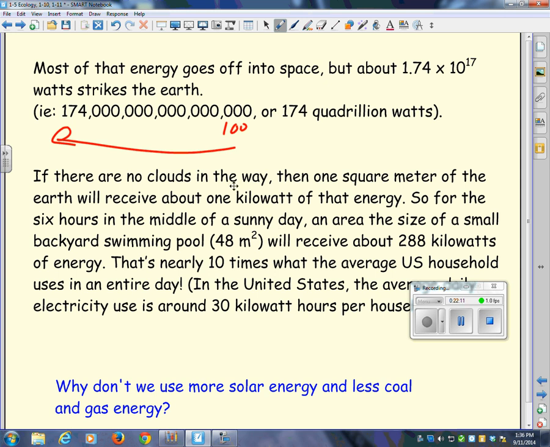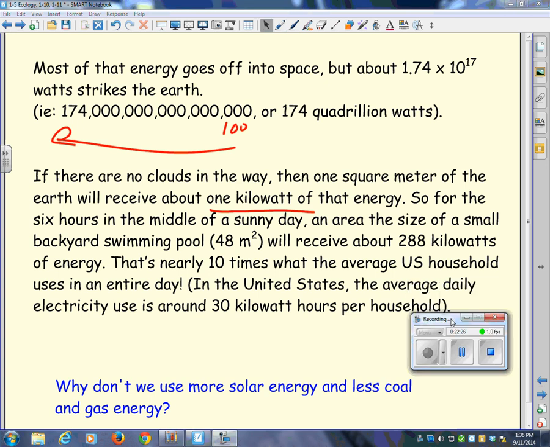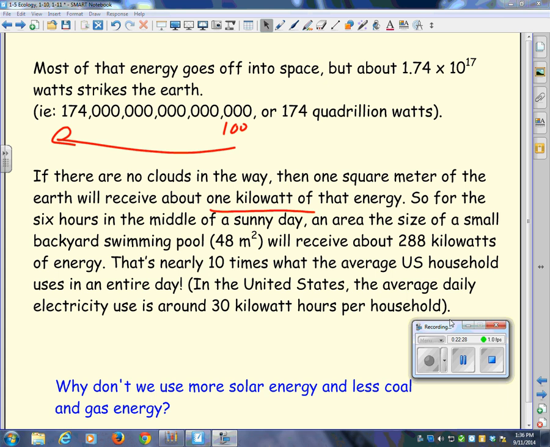If there's no clouds in the way, 1 square meter of the Earth will receive about 1 kilowatt of that energy. So for 6 hours in the middle of a sunny day, an area the size of a small backyard swimming pool will receive about 288 kilowatt-hours of energy. That's nearly 10 times what the average U.S. household uses in an entire day. In other words, if you had solar panels covering about the size of a backyard swimming pool, and converted all of it to electricity, it would power 10 houses. Why the heck are we not doing this?